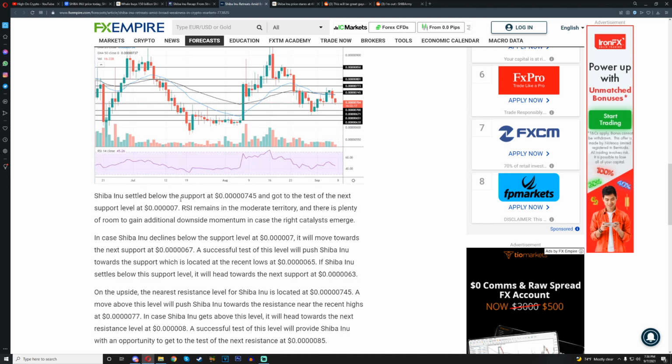Shiba Inu settled below the support at 0.00745 and got to the test of the next support level at 0.007. RSI remains in the moderate territory, and there is plenty of room to gain additional downside momentum in case the right catalysts emerge. In case Shiba Inu declines below the support level at 0.007, it will move towards the next support at 0.0067. A successful test of this level will push Shiba Inu towards the support, which is located at the recent lows at 0.0065.